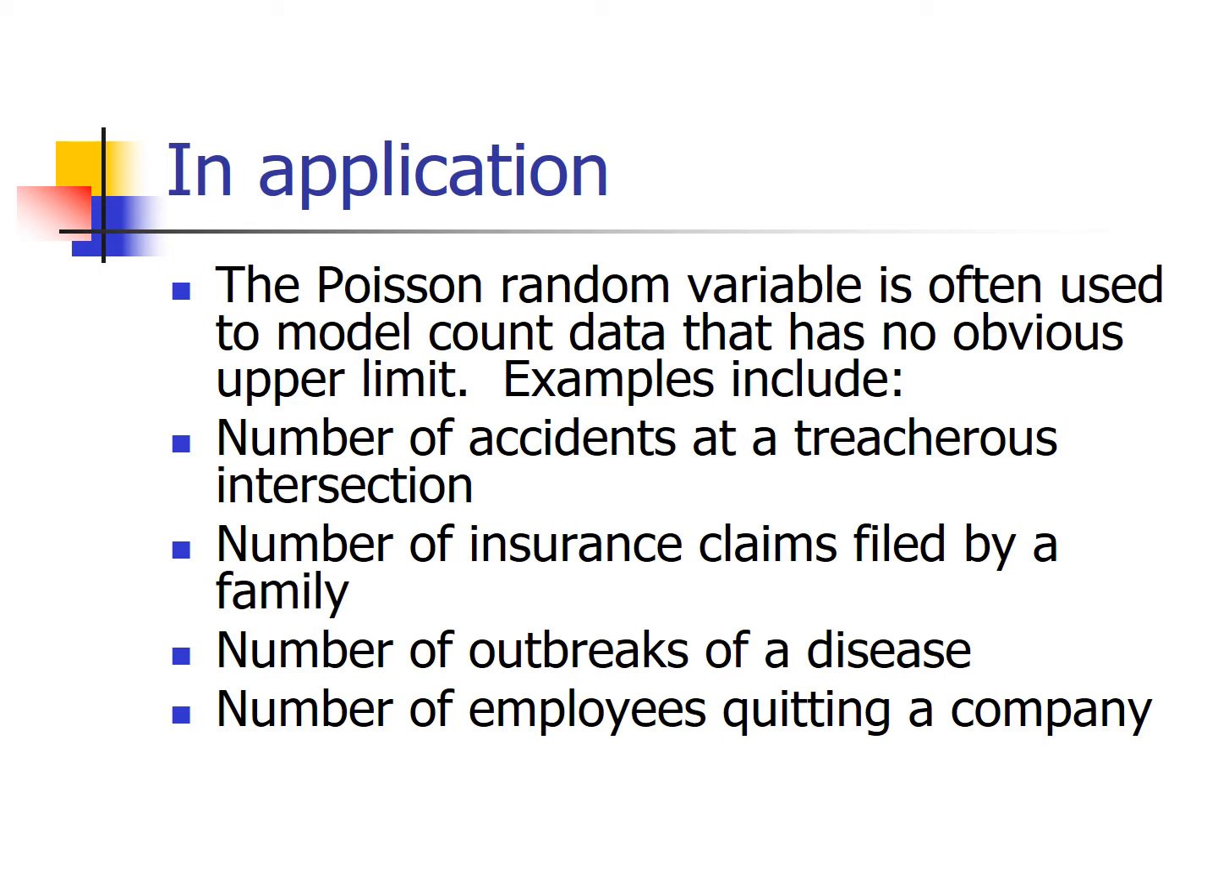It's also used in an actuarial context to model things like the number of insurance claims filed by a family. You might use it to model the number of outbreaks of a disease, the number of employees quitting a company, so count data, right? This is not what we would typically think of as categorical. It's not a category, it is a number, but strictly speaking, it's not continuous either. And so in that sense, a 512 type model is not theoretically appropriate, because 512 is assuming things like a normal distribution, which is continuous, not something like number of accidents, which is discrete. You could have one accident, you can have two accidents, you cannot have 1.2 accidents.